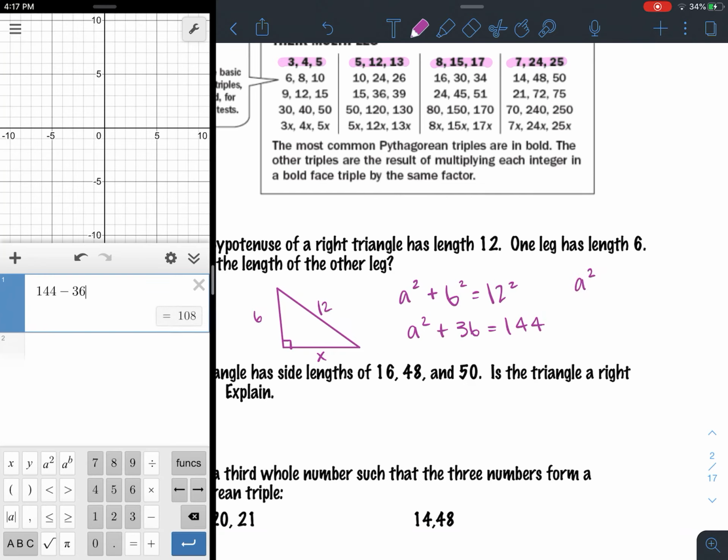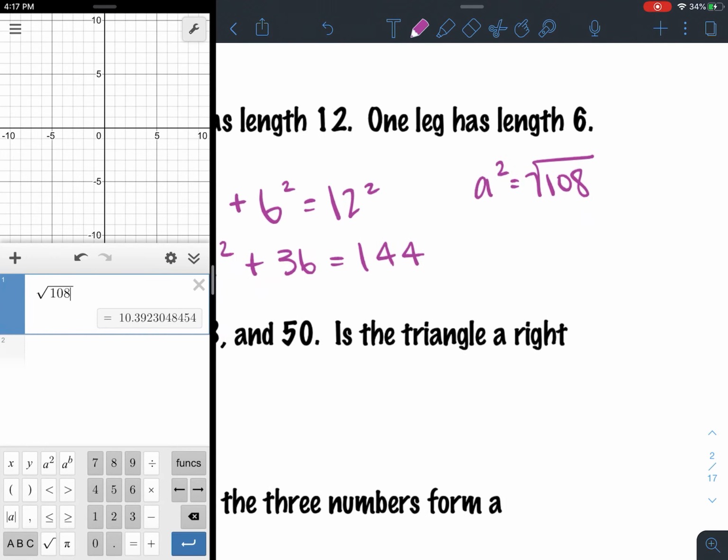So A is equal to the square root of 108. What I don't want you to do is take it over to your calculator and plug in the square root of 108. 10.4 is not wrong, but if I give you a leg length of 10.4 and a leg length of 6, you won't get that 12 back for the hypotenuse.